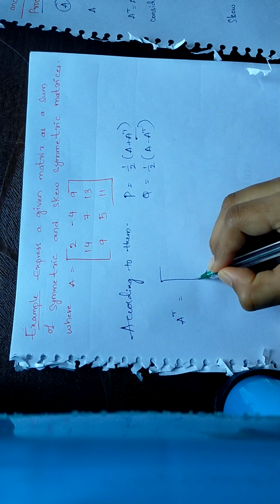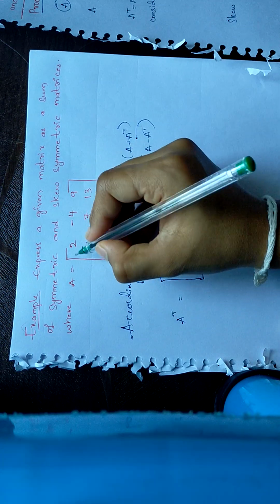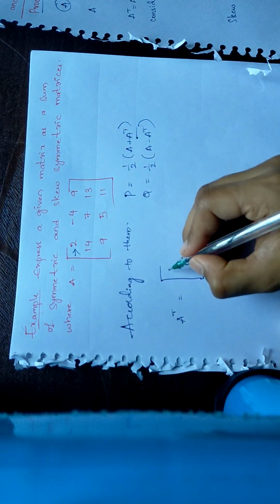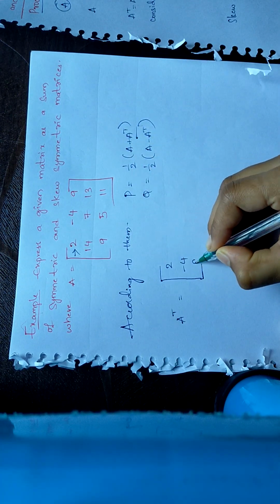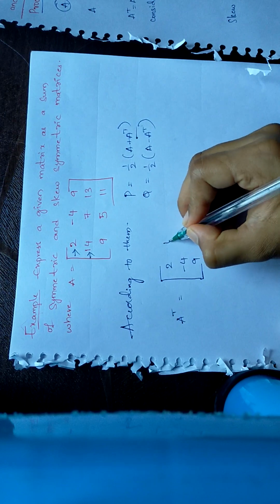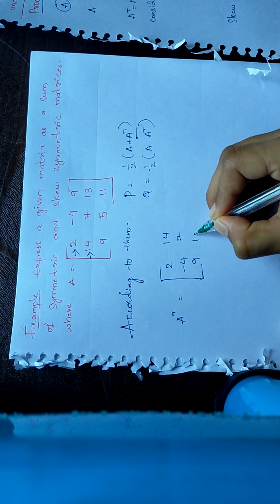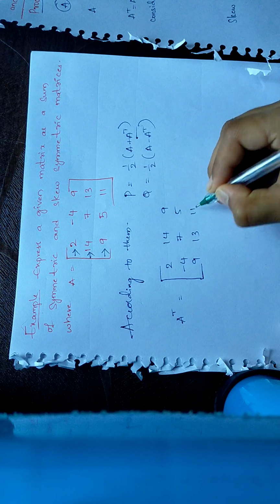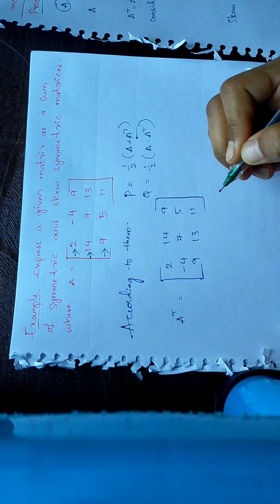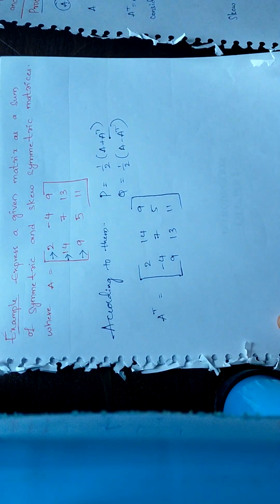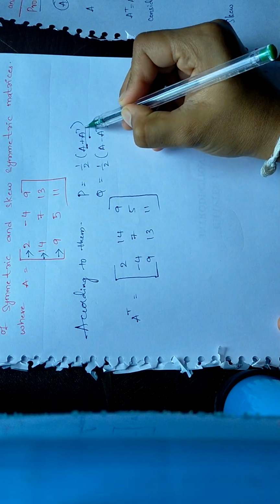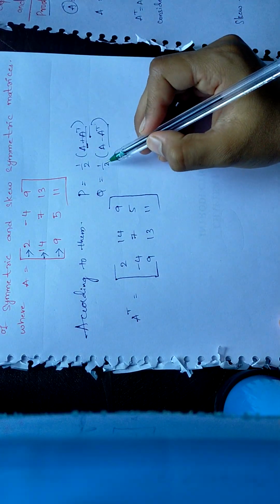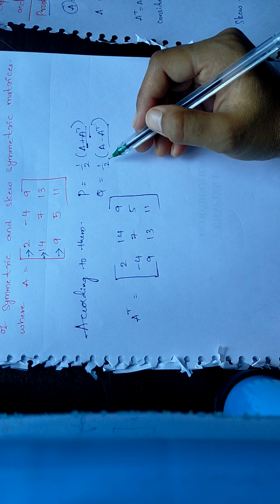A transpose means rows and columns are interchanged. Take the first row, write it as the first column. Take the second row, write it as the second column. Take the third row, write it as the third column. Okay, I wrote it. Now I'll simply find A plus A transpose and then A minus A transpose, then divide by 2, and you'll get P and Q.